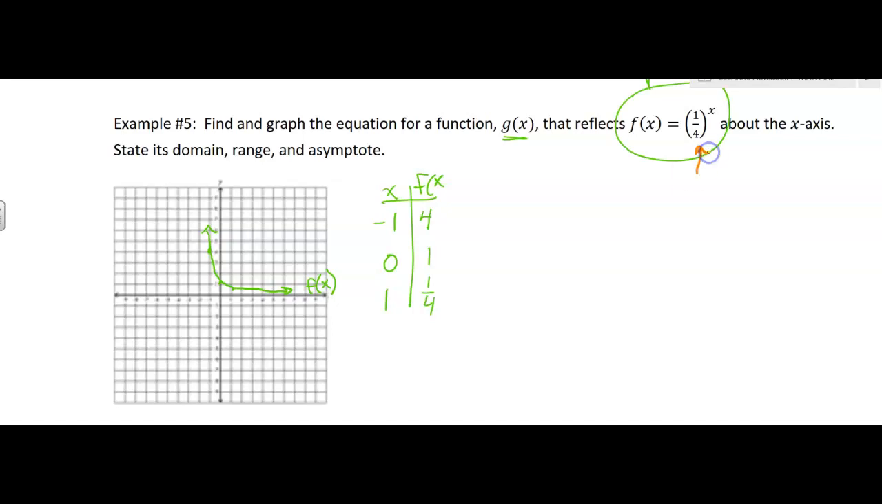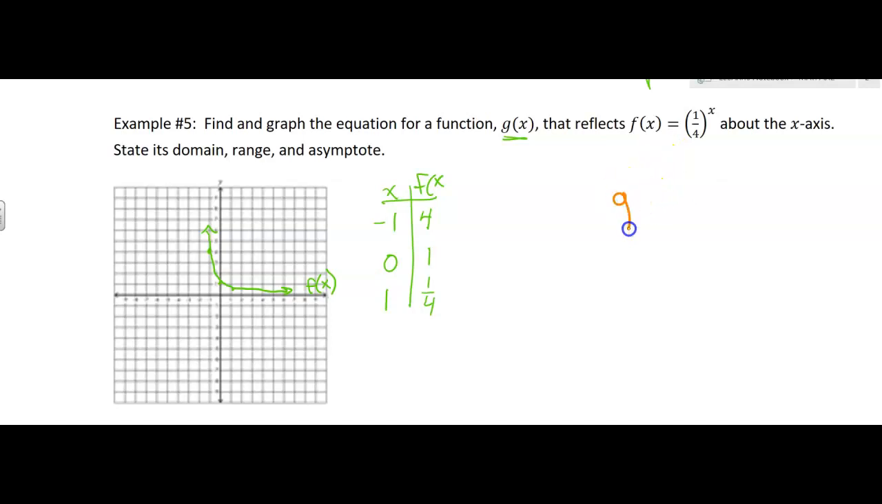So if I need this parent function to reflect about the x-axis, and that's the only change, then g of x is equal to 1/4 to the power of -x. Now, I can rewrite that as 4 to the power of x. I'm sorry, I just reflected it about the y-axis. That's not what we want to do. Ignore all that. We want to reflect it about the x-axis. That means flipping it upside down. Sorry about that. It's early in the morning.